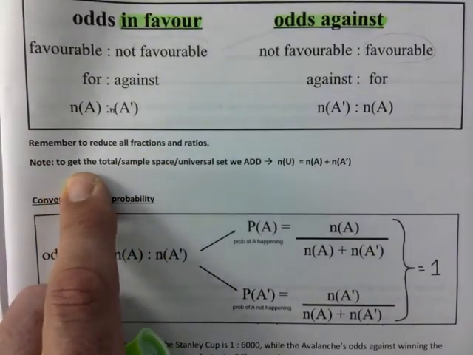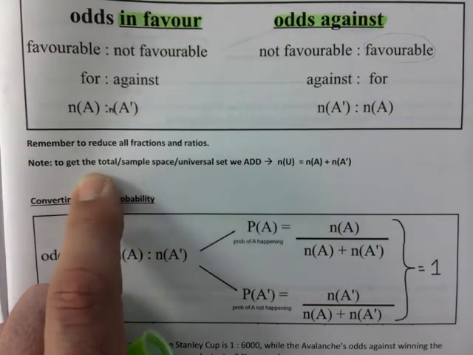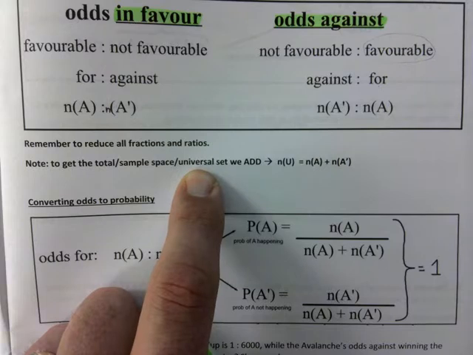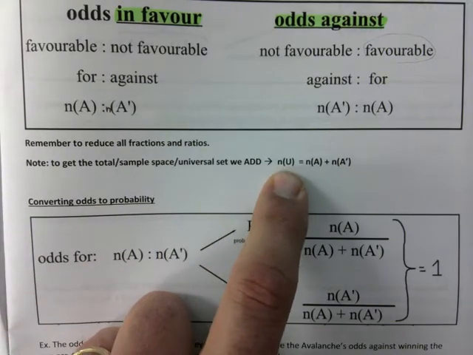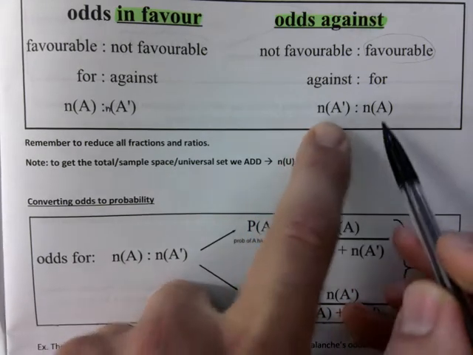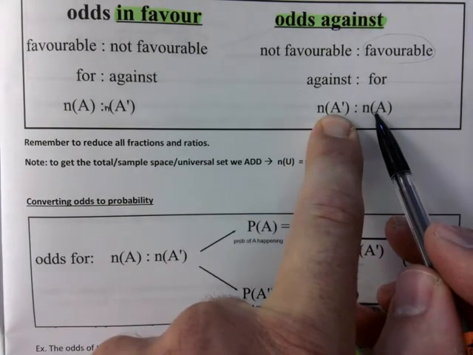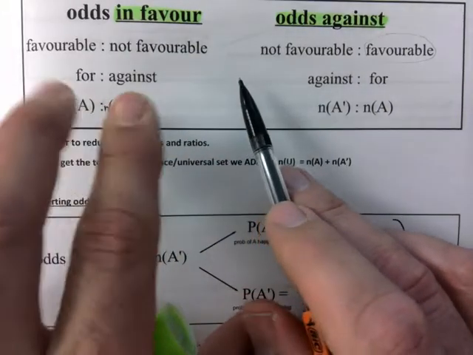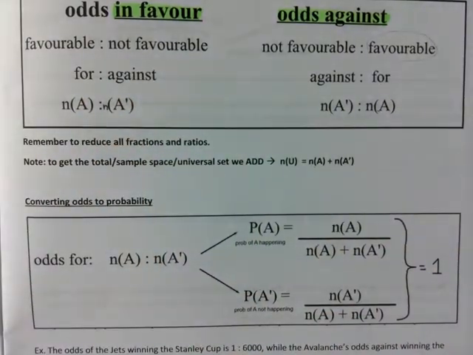Note, get the total sample space, right? The sample space or the universal. To get that, we add, right? We would add both of them together. So if you see your odds like this, it doesn't matter if it's against or if it's stated for. To get the universal, we would add those two up, okay? Which is important to get your probability from that.